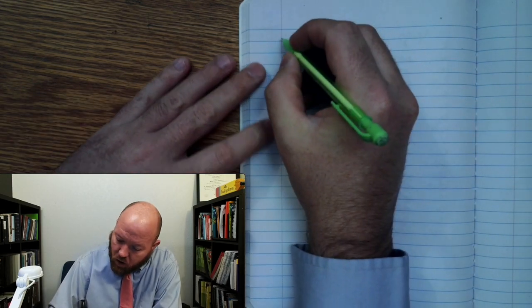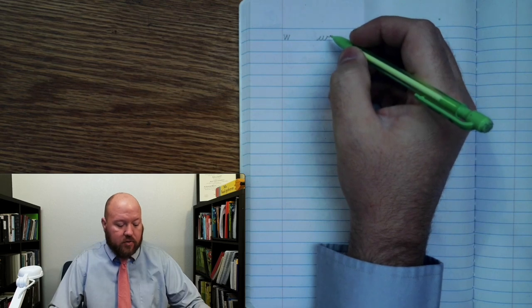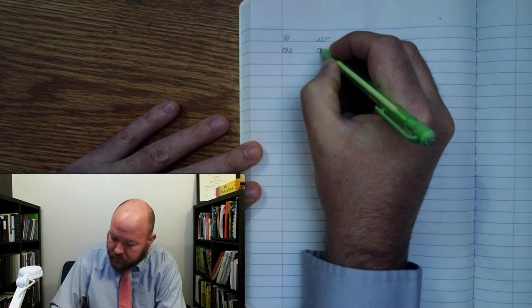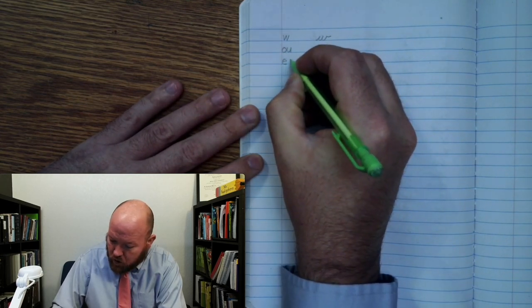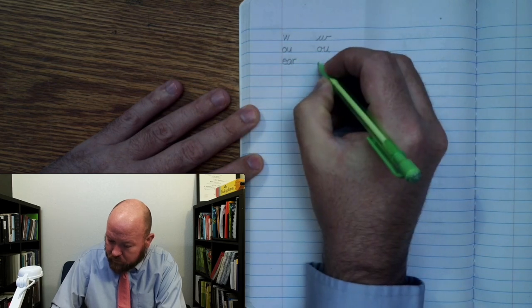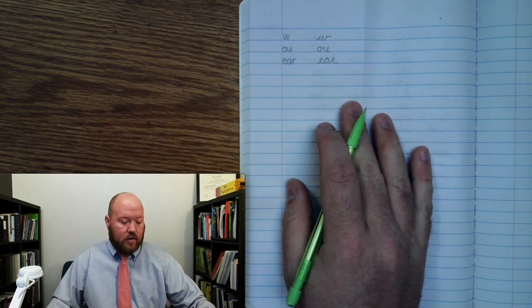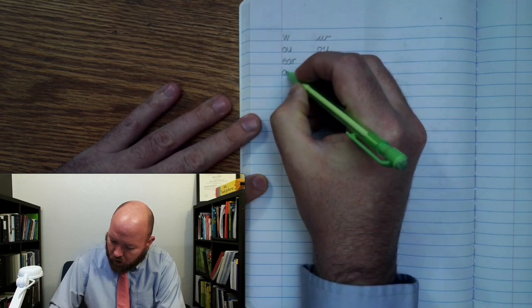The first one, wuh. Next one, ow, o, u. Next one, early. Next one, aw, not used.